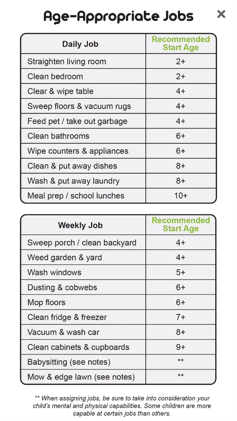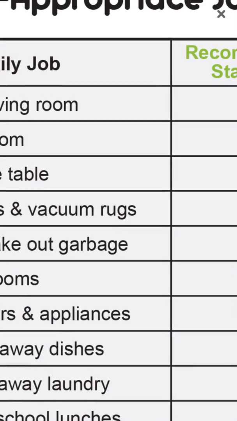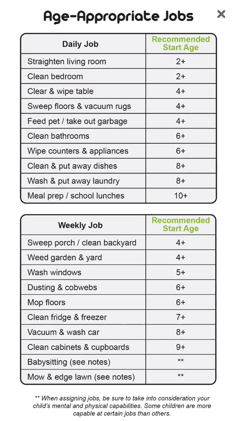You've got, pretty much from age 2 on up, there is definitely something every kid can do in the family. So straightening the living room, cleaning the bedroom, those are things 2-year-olds can do. Clearing and wiping the table, vacuuming. In my house, the kids start learning how to vacuum when they're 4 or 5 years old. By the time they're 6, they're cleaning the bathrooms. I mean, this list is pretty good.